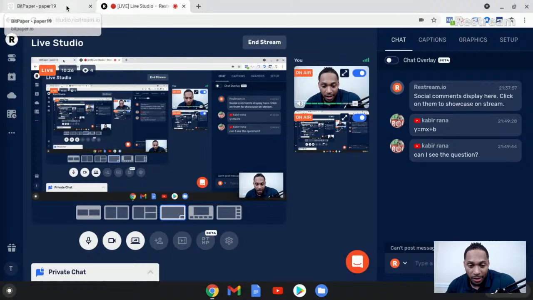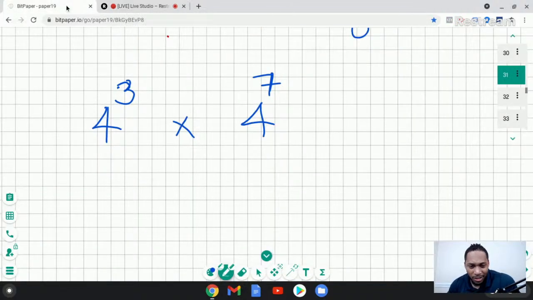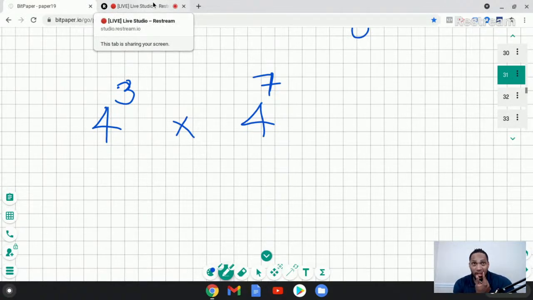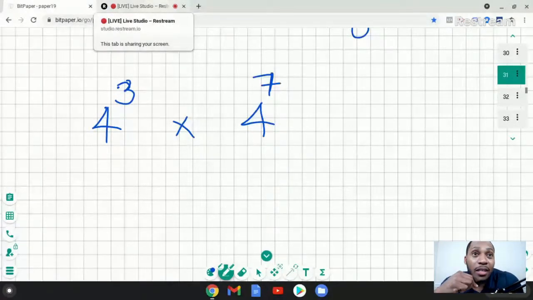Can I see the question? Yeah, it should be on the screen. Are you able to see the screen? I think you should be able to see it because I went on Facebook and saw it earlier. If you're having trouble seeing the screen, let me know.